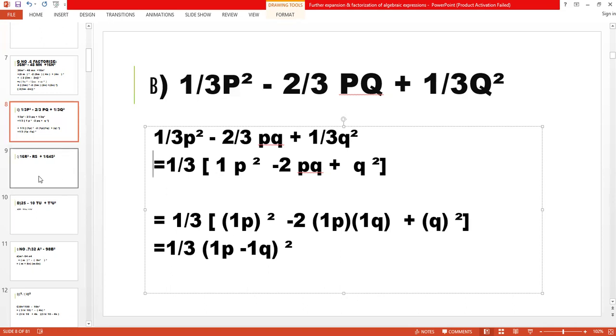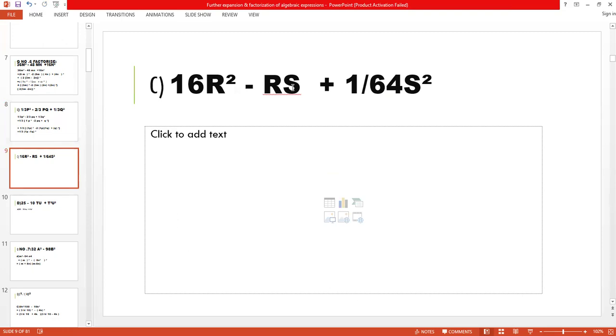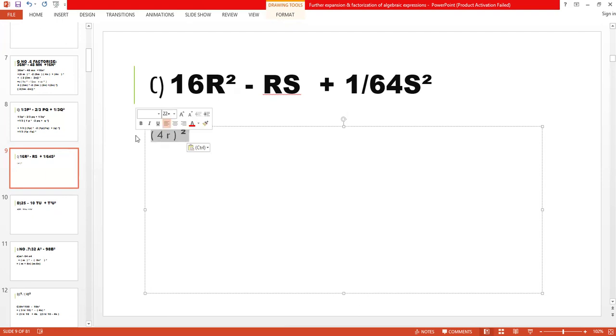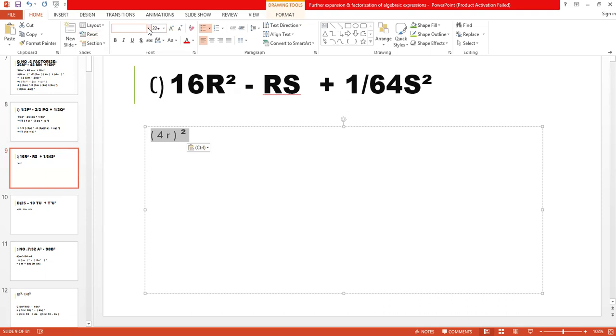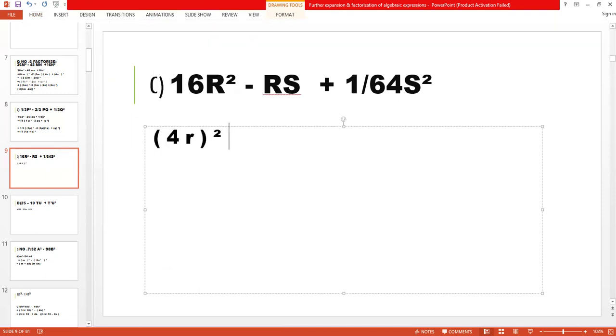Hurry up, we have to come to part C. Again 16r square and 1/64. There will be no common, so you just write it in this way. 16 is the square of which number, 4 into 4, 16. So you have to write this. Okay. So we have to in this way.